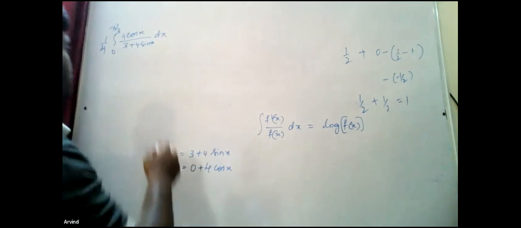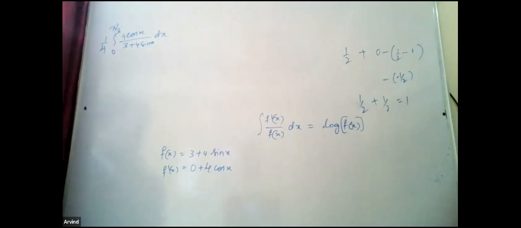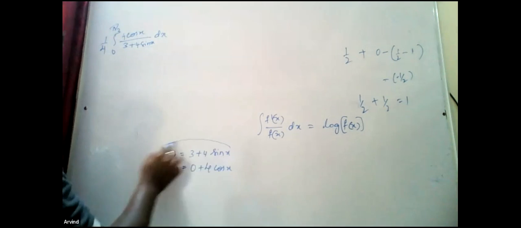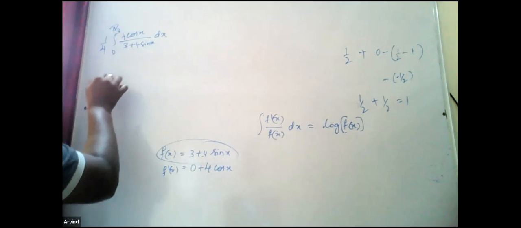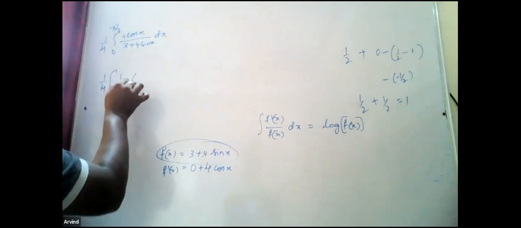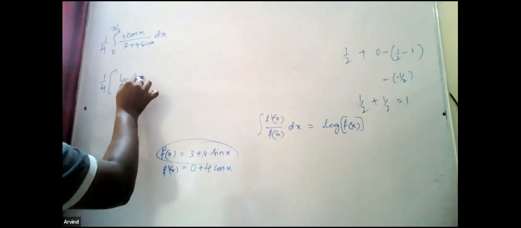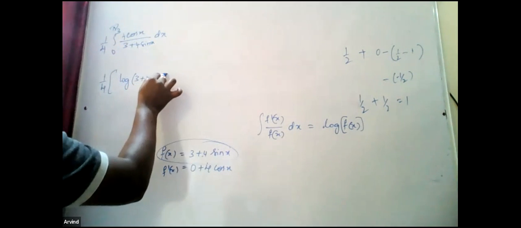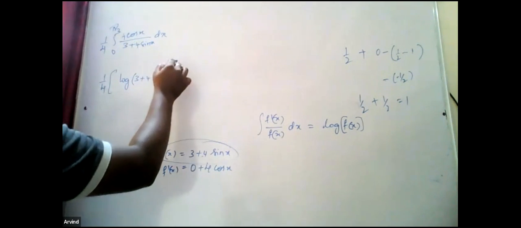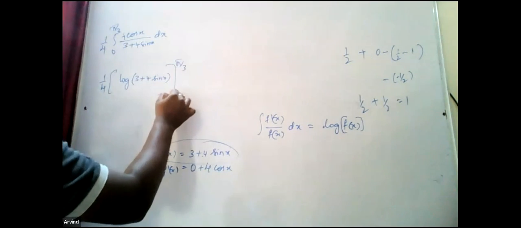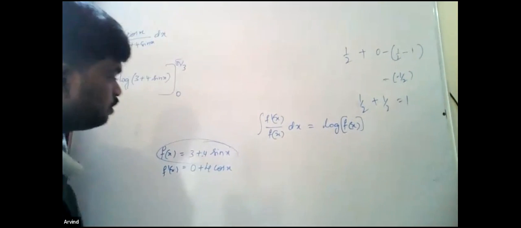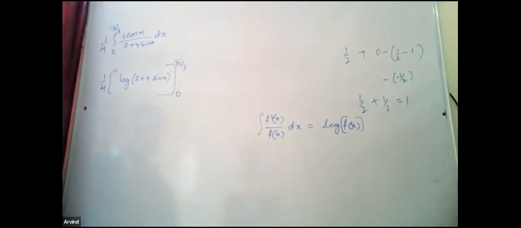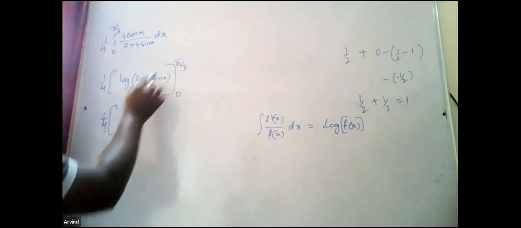No issues. So I multiplied by 4 and took 4 outside. Now if we differentiate f of x, the numerator comes. Therefore this can be written as 1/4 log of f of x, where f of x is 3 plus 4 sin x. The limit is 0 to pi/3. So differentiating the denominator gives the numerator. Okay, 1/4.